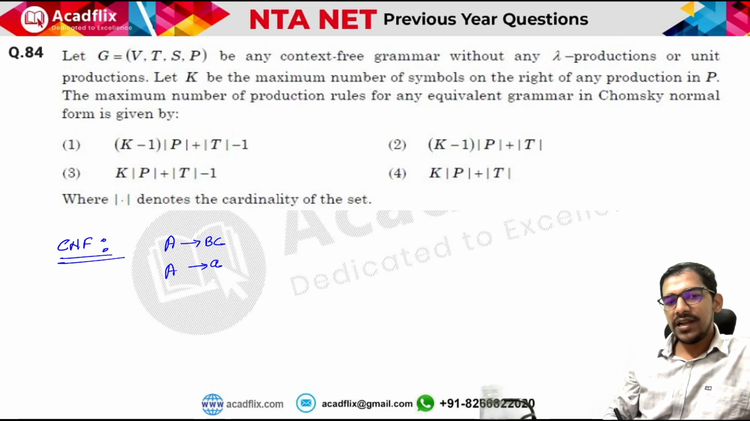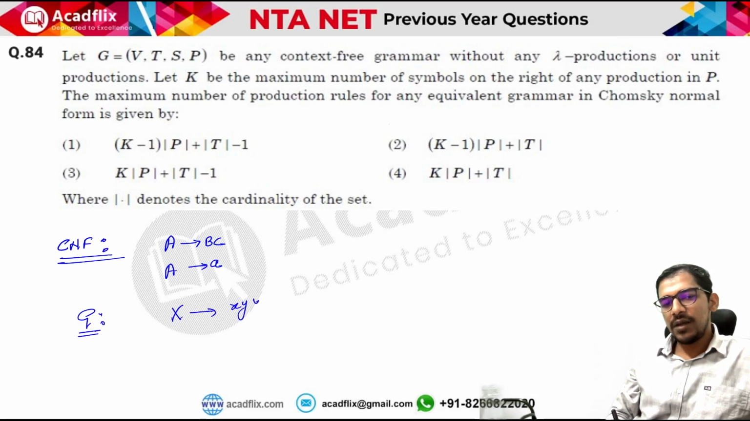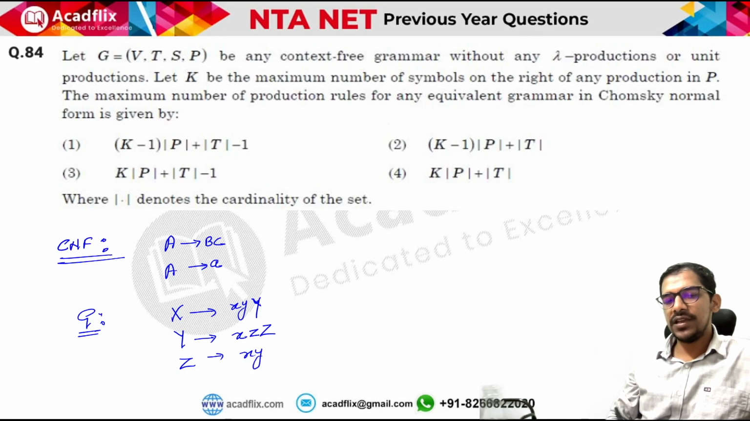So if you are given a context free grammar, let us say we have some grammar like this: X tends to x, small y and capital Y, capital Y tends to x, z, capital Z, and let us say Z tends to x, y. Something like this. Here k is the maximum number of symbols on the right hand side of any production. So in this case the value of k will be 3. That is the meaning of k.